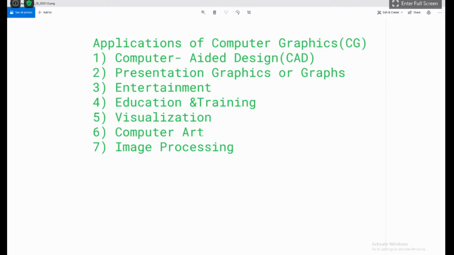For visualization purposes, the general visualizations we use are color coding, graphs, and charts. If you want to know how the brain functions, or what protein structures exist inside the body, all these things we use computer graphics for. Coming to the next application, computer art.